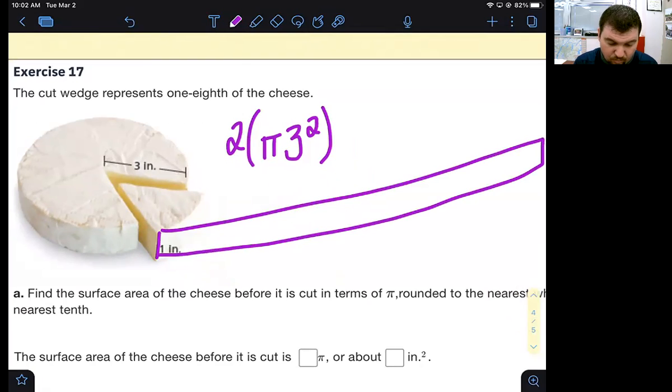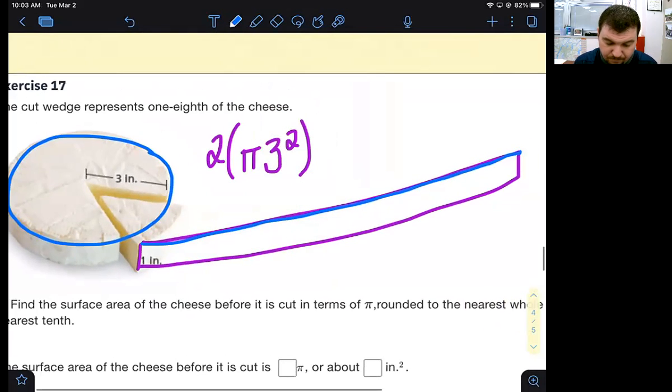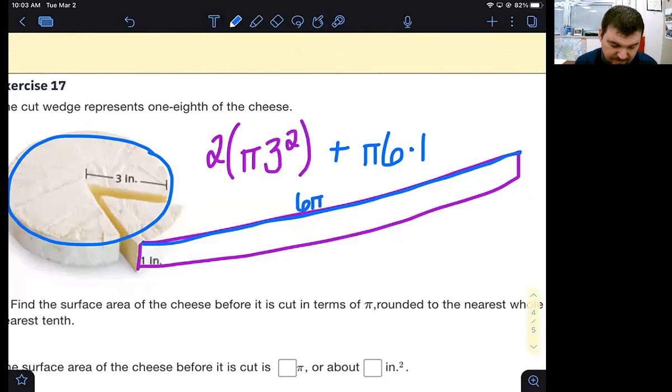And that rectangle is as long as the circle is round. So I need to know the circumference of that circle. Well, the circumference of the circle is pi times diameter, which is going to be pi times 6. And then it is 1 for the width. So this is 6 pi, and then it's only 1 inch tall. So 6 pi times 1 is going to give me the area of my rectangle. And then the 2 times pi times 3 squared is going to give me my top and bottom circle.